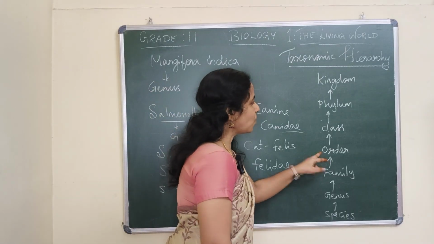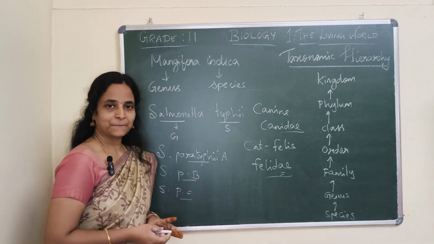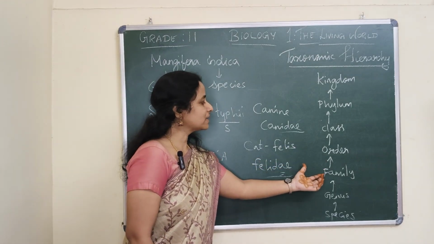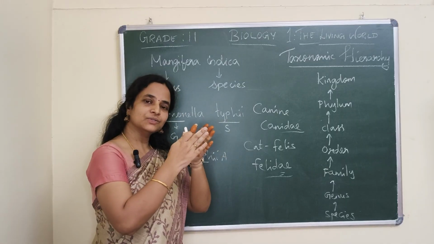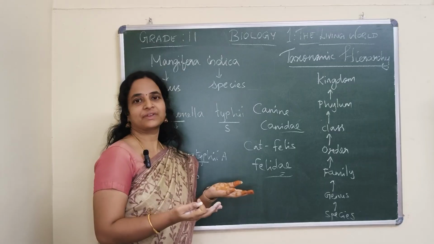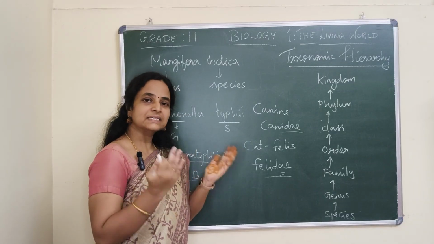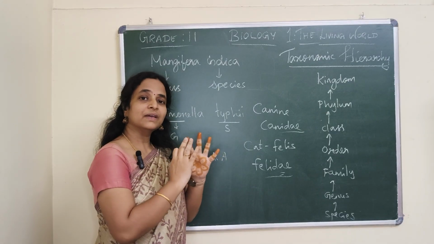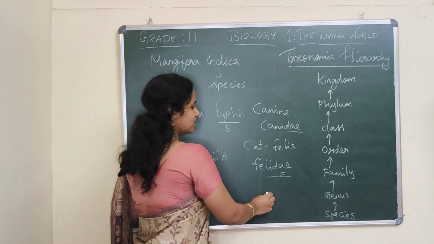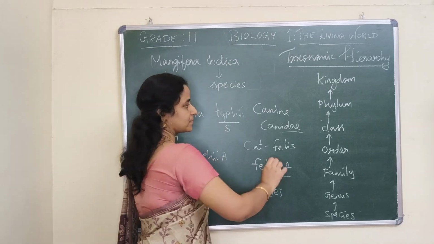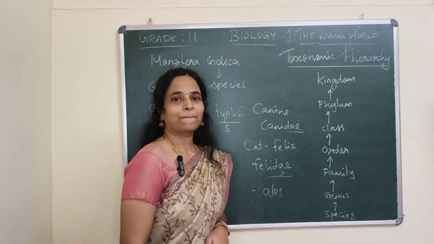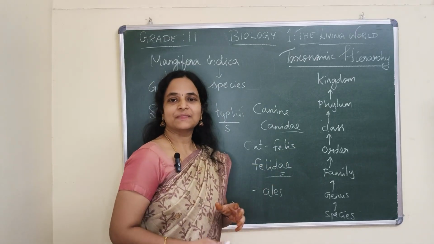Now coming to order. What is order? You are classifying an organism based on the family. Again, aggregates of characters. If you classify a living organism based on different characters, you call that order. And order always ends with ales. Okay. Coming to class. What is this class? This class is something unique.